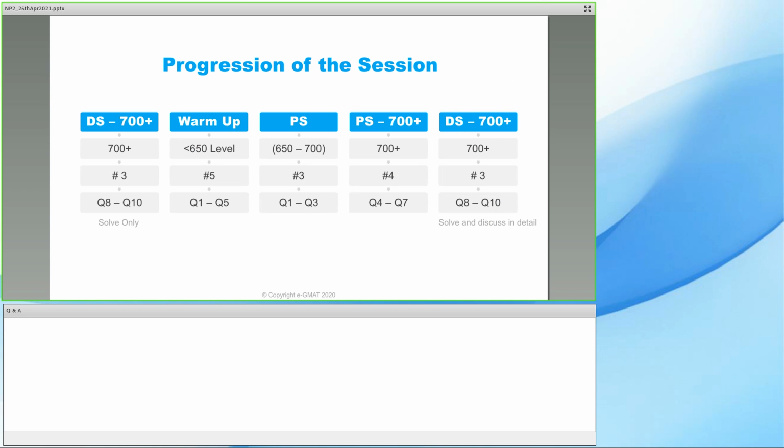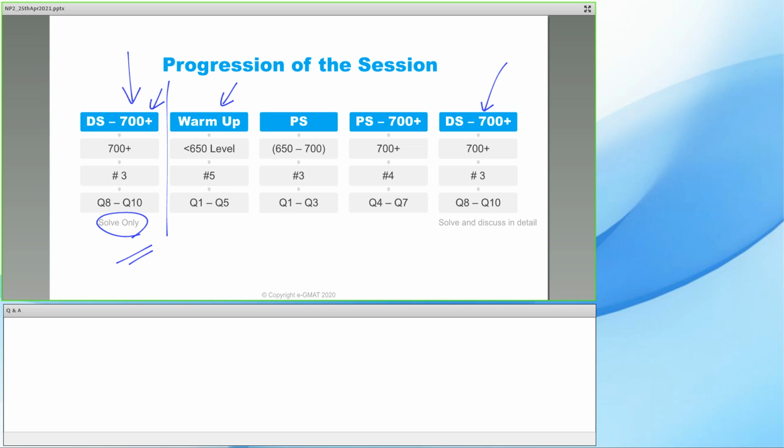Let's talk about how we are going to go about today's session, the progression of the session. And this is where the structure is very, very interesting. We are not going to start with some very easy questions. First, you're going to solve 3 questions, which are data sufficiency questions, which are 700 level plus questions. At least they consider them 700 level plus questions. We are not going to discuss this at this point of time. We are going to come back to this. So you're going to solve some really tough questions, which are considered tough.